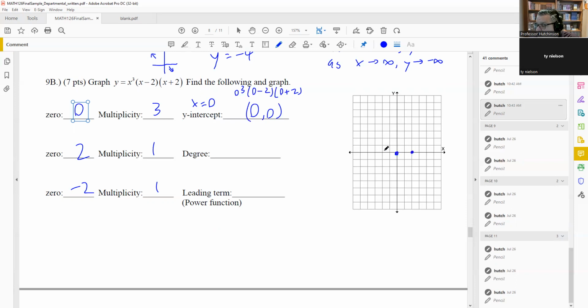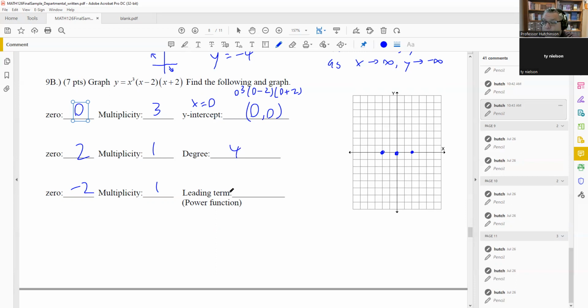We also know it goes through 2 and negative 2. So those are all of our intercepts that we have. The degree is what you get if you add the multiplicities together. You get the degree of 4.